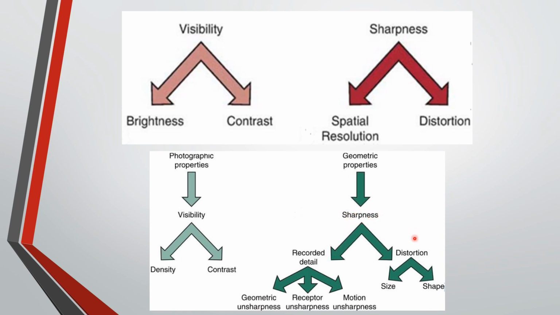And we talked last time about distortion, which now we separated into size and shape, which we talked about in the last video, and recorded detail. We'll explore these more right here. Recorded detail, which is spatial resolution. These can be used interchangeably, essentially. So we'll talk about geometric unsharpness in this video, and in the future we'll talk about motion unsharpness and receptor unsharpness, and we'll expand on these things here. Okay, and we'll get into some of the photographic properties in this video.